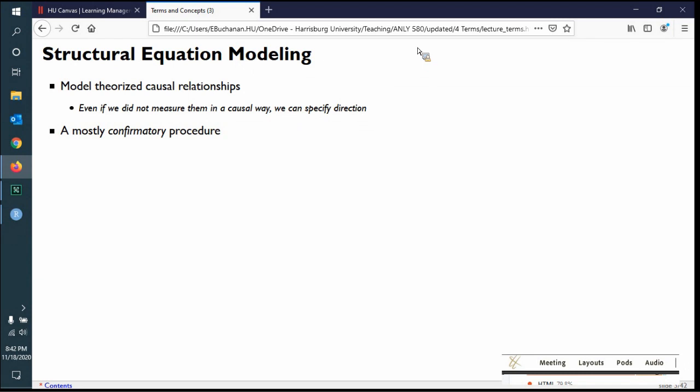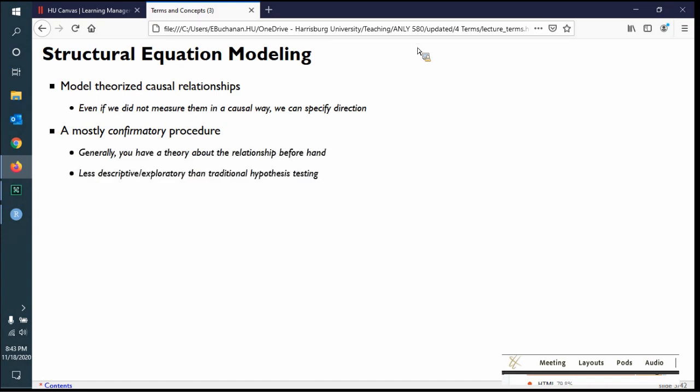It's a mostly confirmatory procedure. About halfway through the lecture, we'll talk about how people generally run SEM models. Most of the time, by confirmatory, what I mean is you have a proposed or theorized model before you start. A lot of analytics and data science is about exploring and poking around at things, but for SEM, usually you have a picture in mind. It is a little less exploratory than traditional hypothesis testing, or even the more popular things like machine learning, where you just kind of throw everything at it and see what sticks.